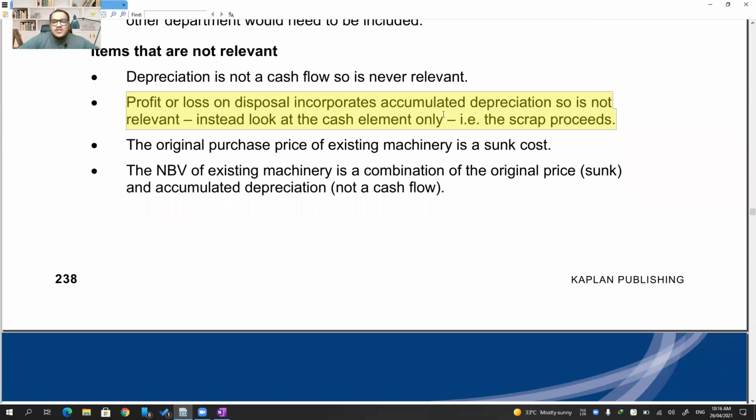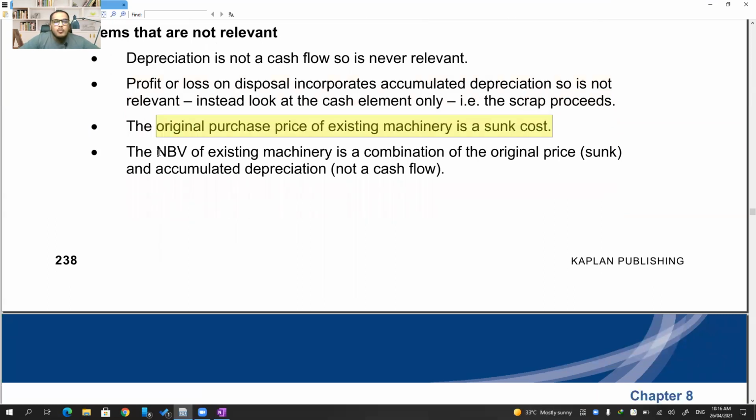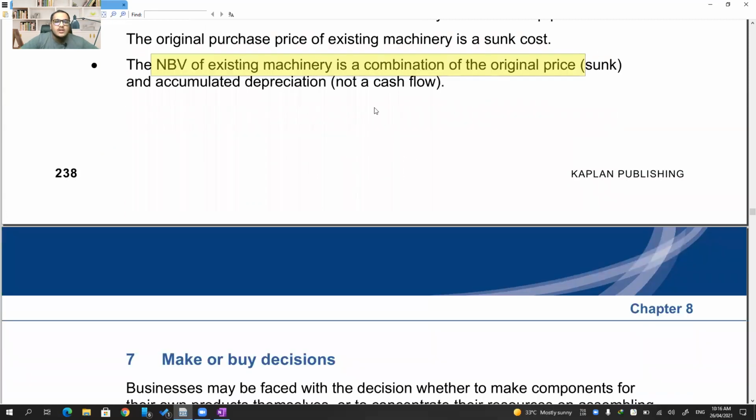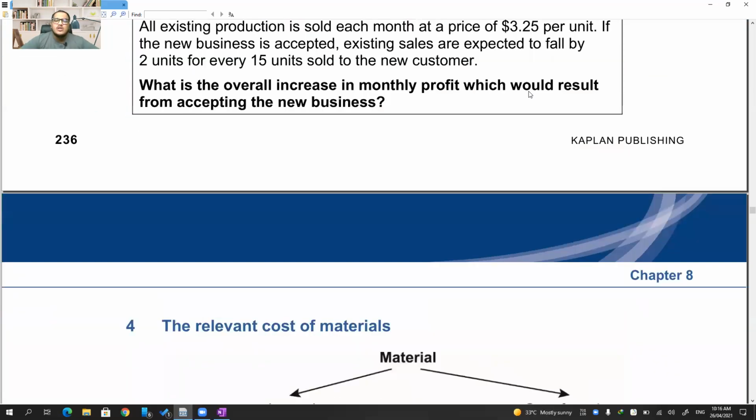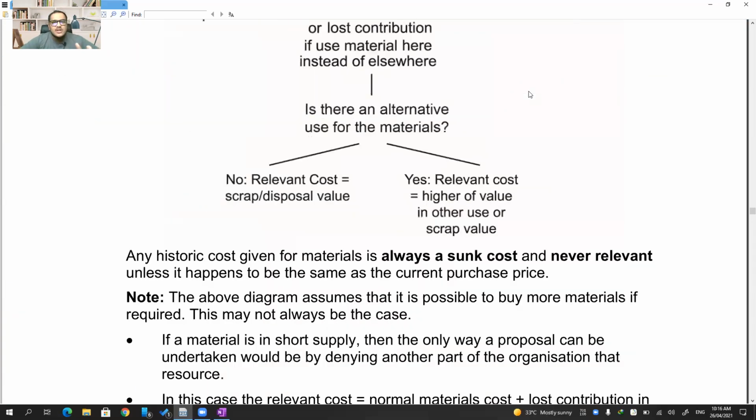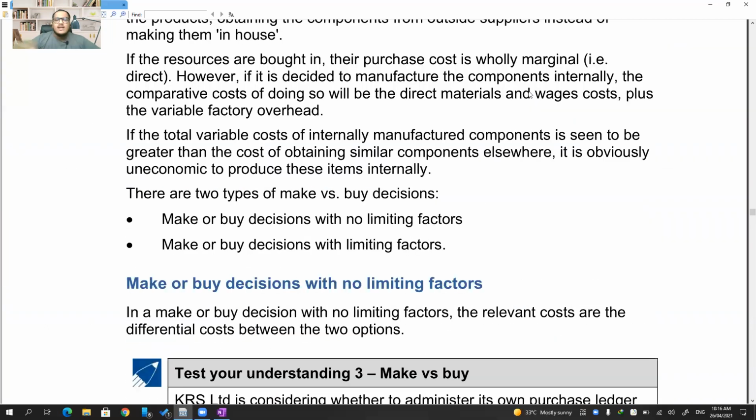The original purchase price of machinery is always a sunk cost, so we will ignore that. The book value of the machinery is also a sunk cost and a non-cash flow, so that is also irrelevant. That's what I just told you. Okay, so this is all the discussion relating to what are relevant and irrelevant costs with respect to material, labor, and assets. Okay.